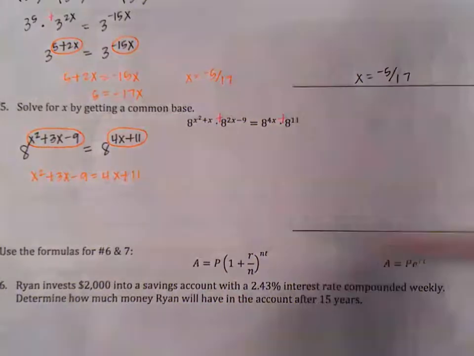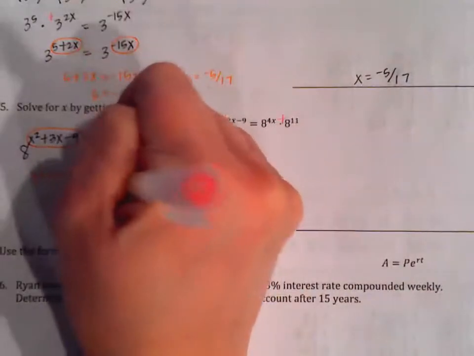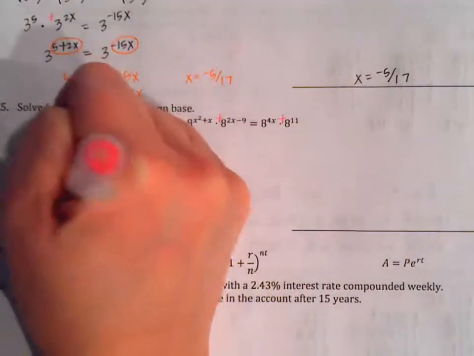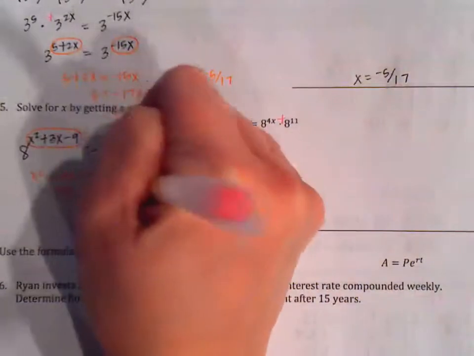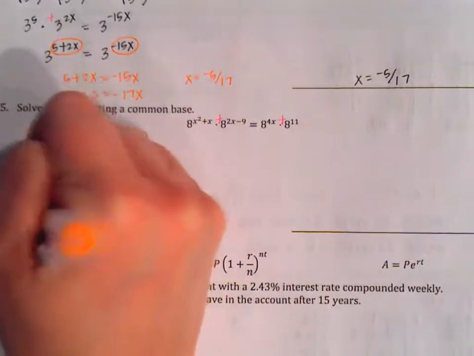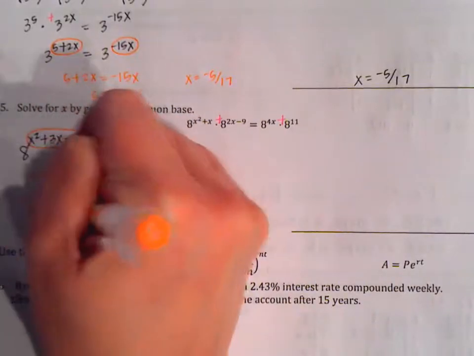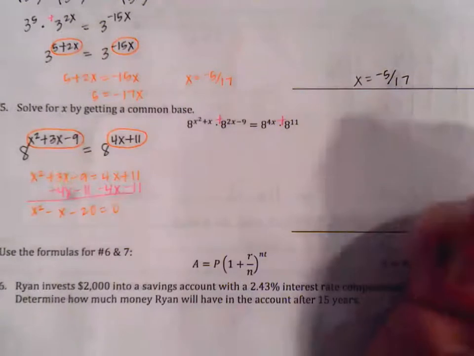So I'm going to subtract the 4x from both sides. And honestly, I'm just going to do this in one step. I'm going to subtract the 11 from both sides too. And so that gets me x squared minus x minus 20 equals 0.